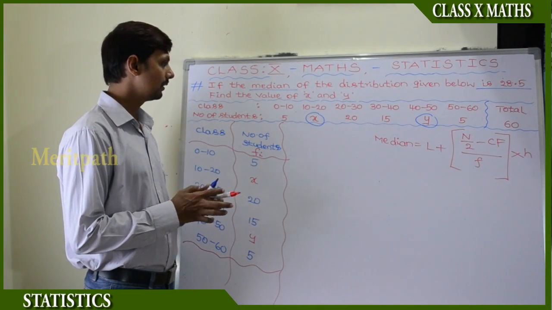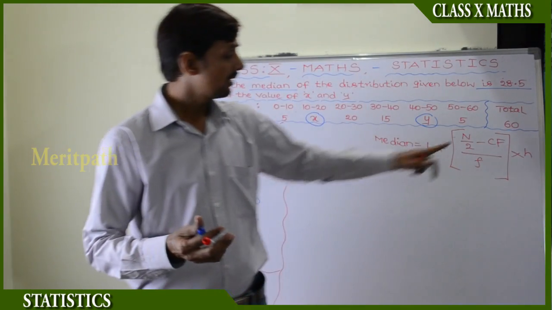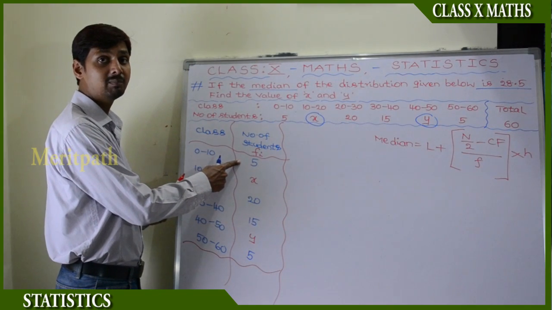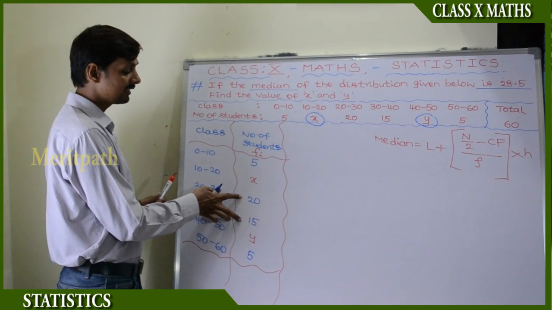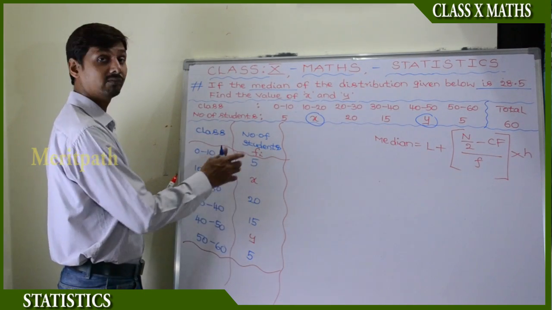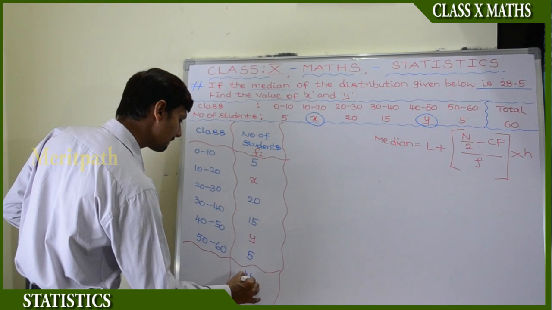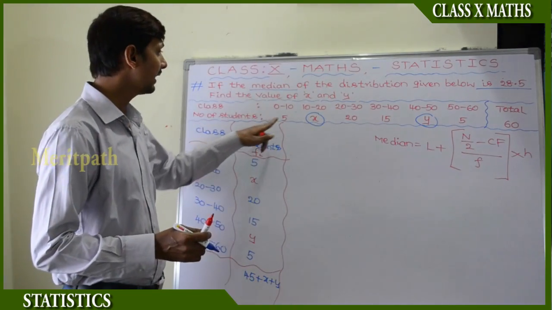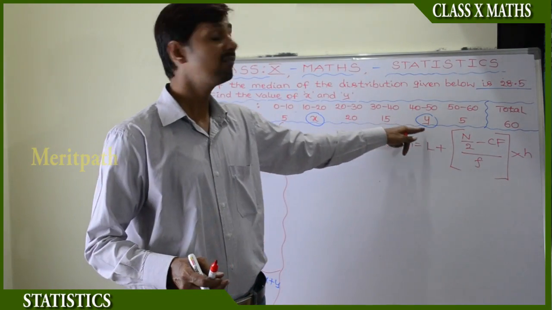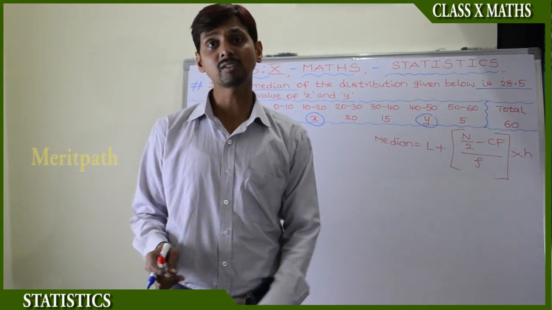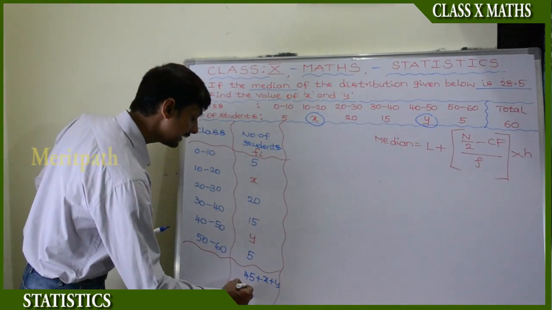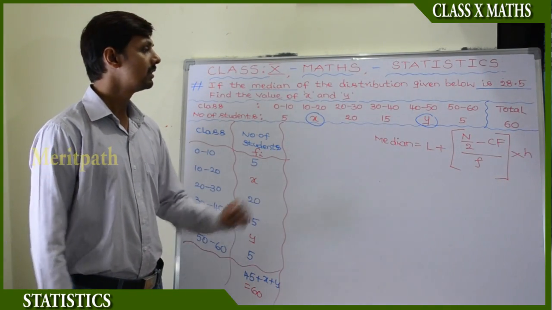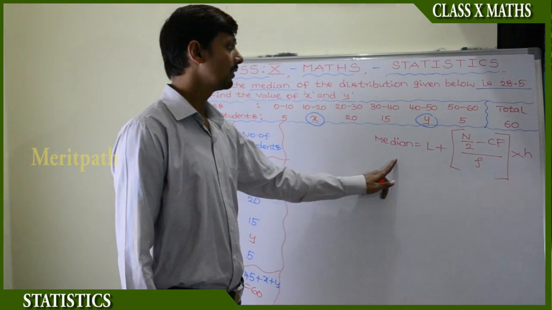We need to find the sum of the frequencies. When we add all the frequencies we get 35, 40, and 45, so 45 plus x plus y. All the frequencies, 5, x, 20, 15, y and 5, together are equal to 60. So 45 plus x plus y is equal to 60. Let's use the median formula to find the missing frequencies.